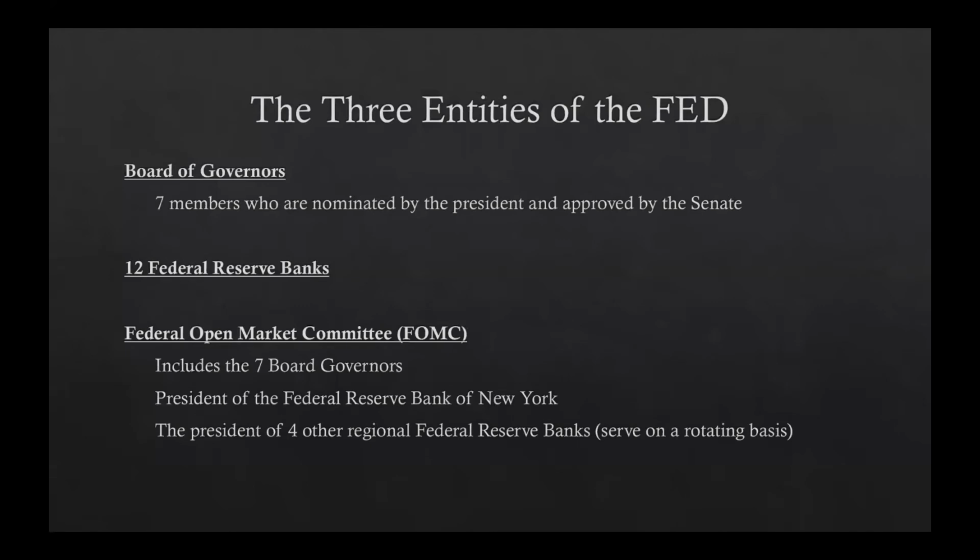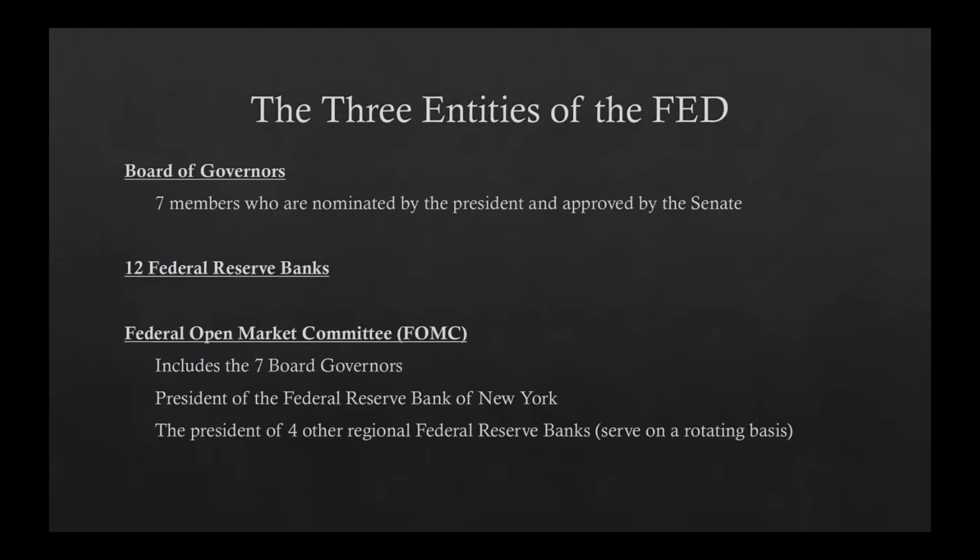Now let's get a little bit more into the structure. There are 3 parts to the Fed. First off, there's the Board of Governors. There are 7 members who are nominated by the president but approved by the Senate, okay? And one of those members is the chairman of the board, and that's when we talk about the Fed chair, which currently is Jerome Powell. That is the current chairperson of the Board of Governors.